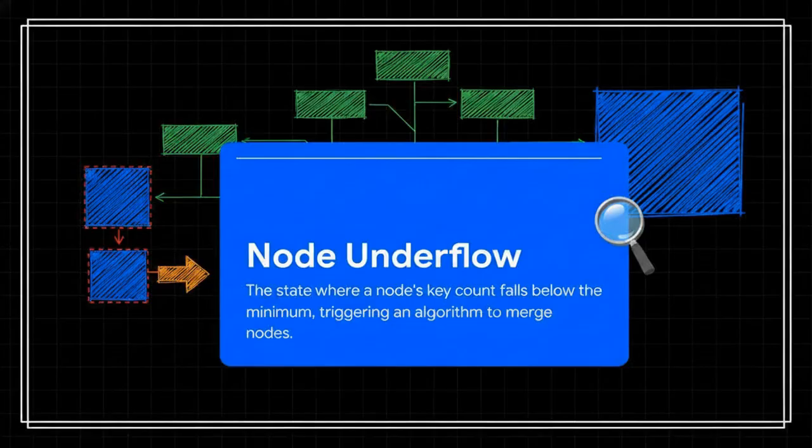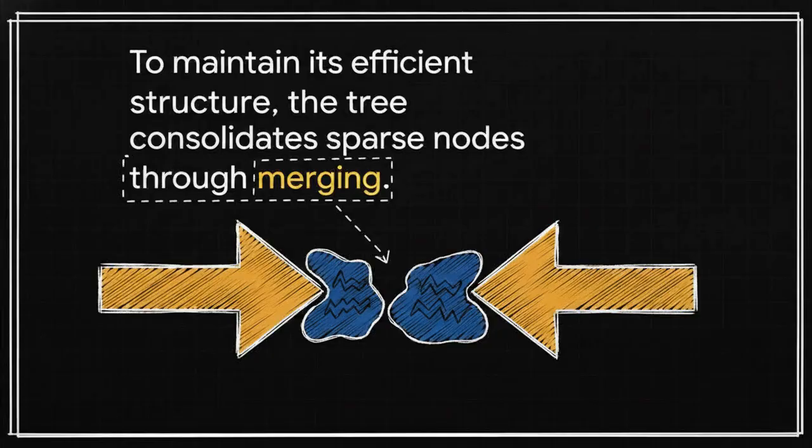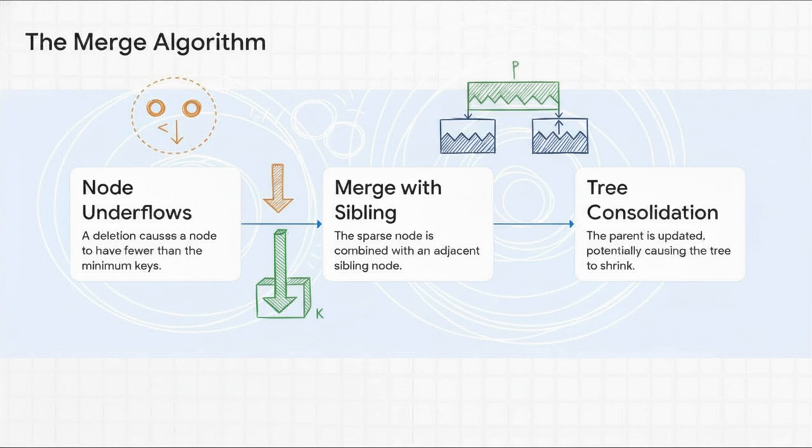Yep, you guessed it. This is called node underflow. When a node gets too empty, when it drops below a minimum number of keys, it triggers a cleanup routine to keep the whole structure dense and fast. So to fix this, the tree has a couple of options. First, it tries to be neighborly. It'll try to borrow a key from one of its siblings, a process called redistribution. But if its neighbors are also running a little lean, it goes to plan B. It merges. The nearly empty node will actually combine with a sibling to become one single healthy node again.